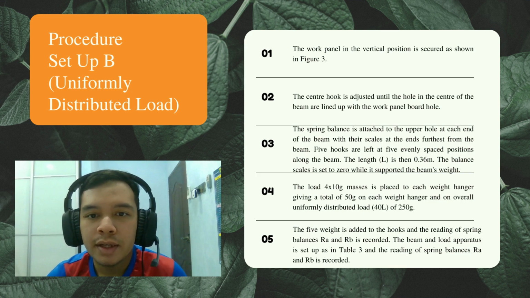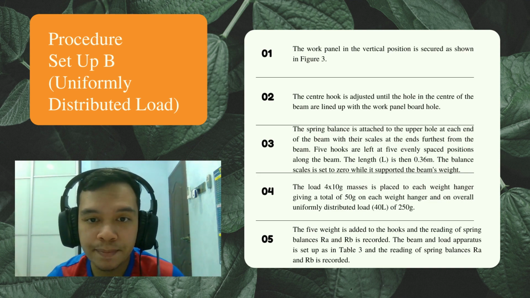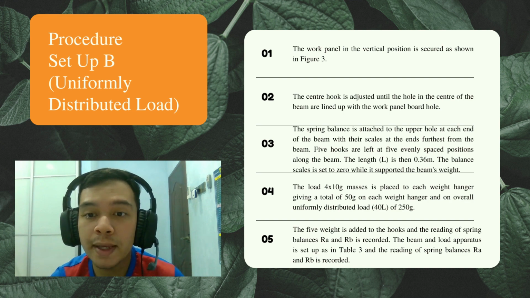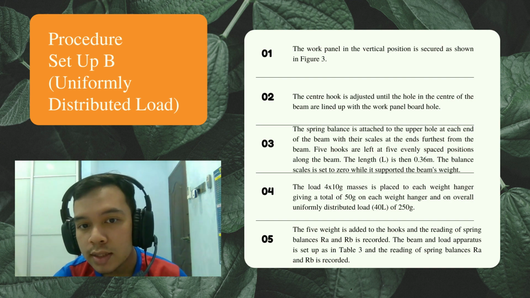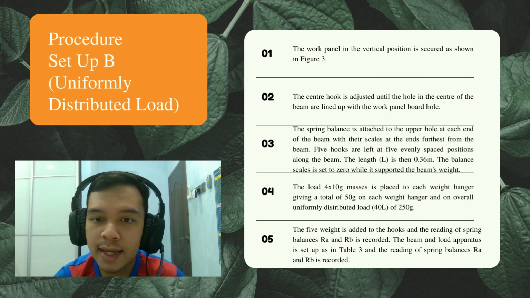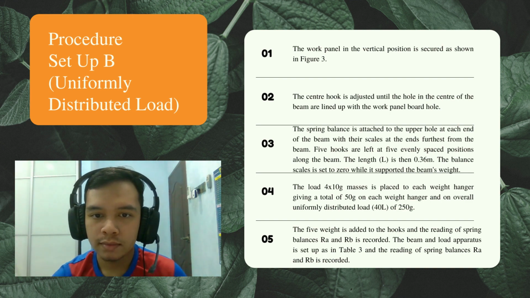For setup B, which is a uniformly distributed load, first, the work panel in the vertical position is secured as shown in figure 3. Second, the center hook is adjusted until the hole in the center of the beam is lined up with the work panel board hole. Third, the spring balance is attached to the upper hole at each end of the beam with their scales at the ends furthest from the beam.